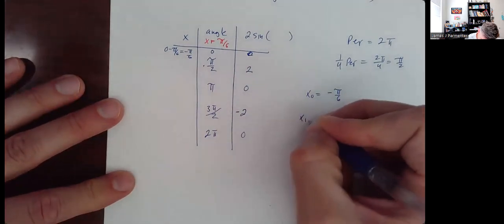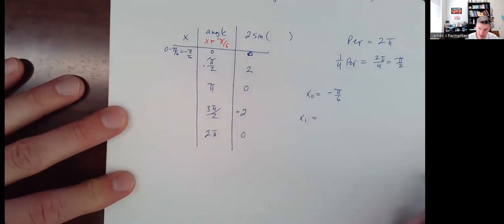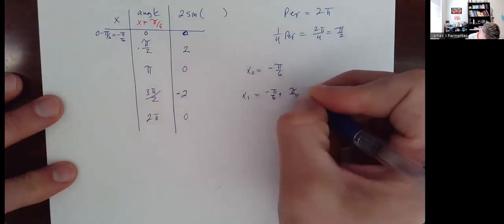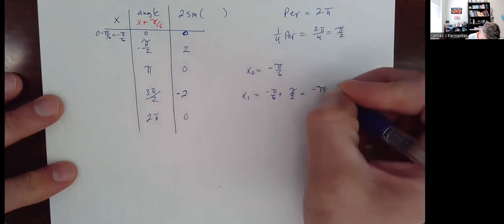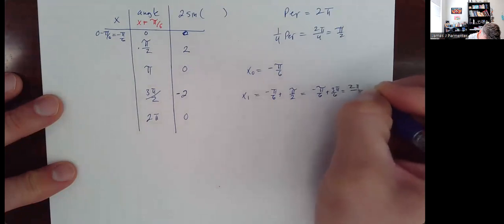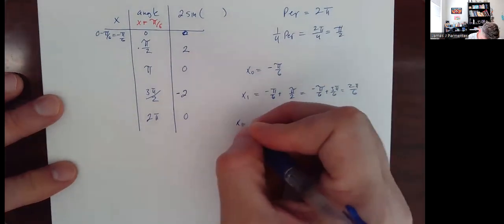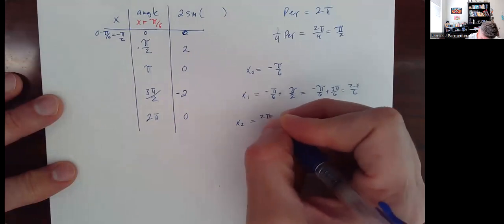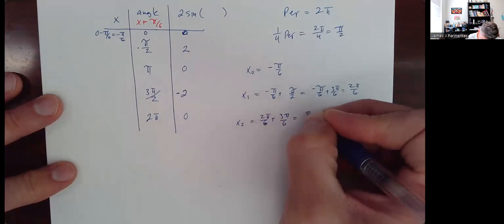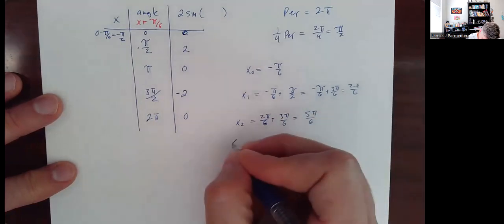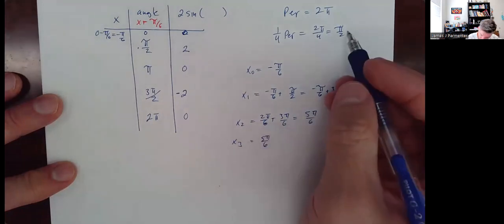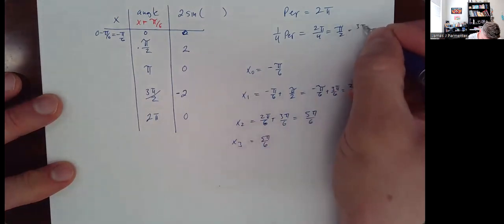Then for my next point, I take my previous point and add on a quarter of a period. You need a common denominator, so that's negative pi over 6 plus 3 pi over 6, which is 2 pi over 6. My next important value, I take my previous one and add on a quarter of a period. I know it's repetitive and monotonous, but that's what we're doing. My next one, I take my previous one, 5 pi over 6, and add on another quarter of a period, which is pi over 2, but I think of it as 3 pi over 6.